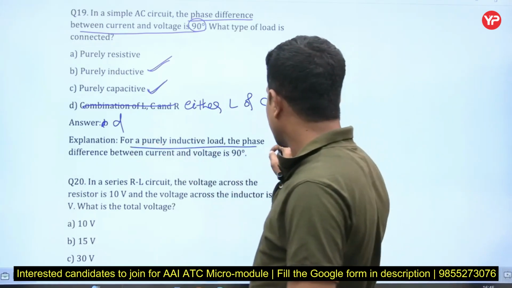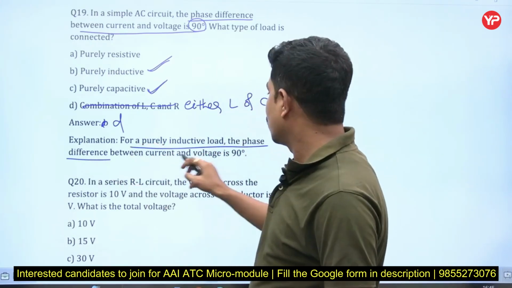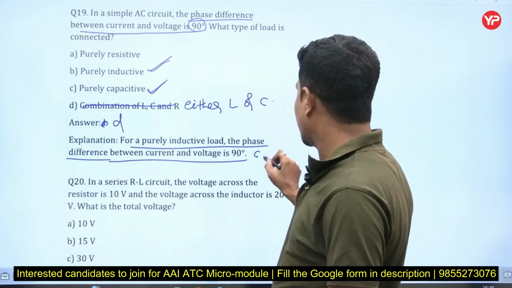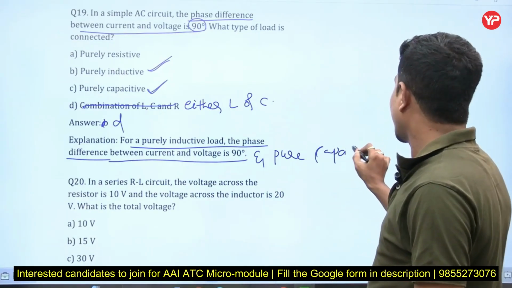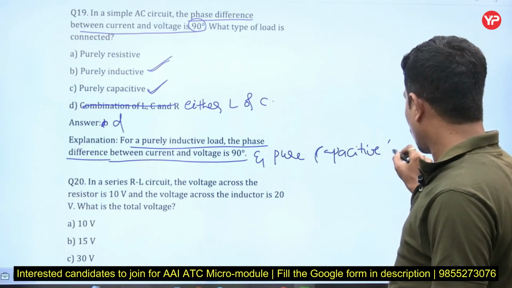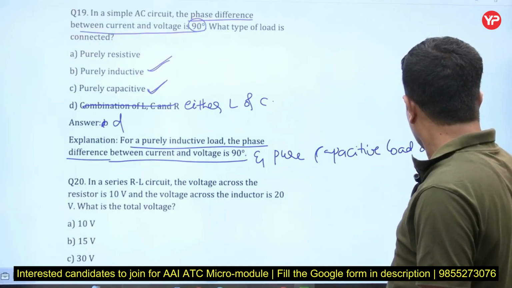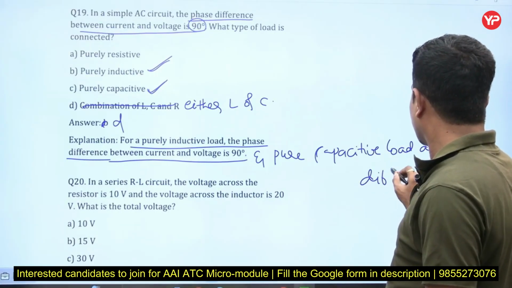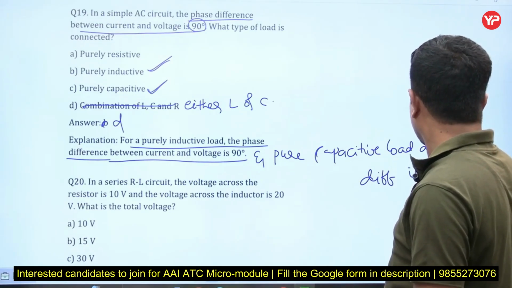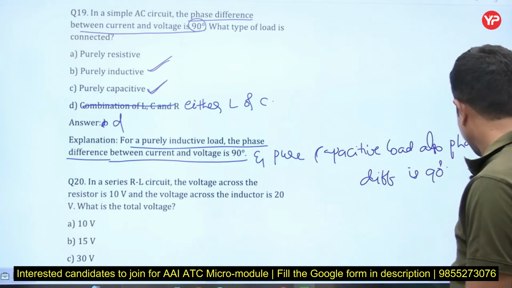For a purely inductive load, the phase difference is 90 degrees, and for a pure capacitive load also, the phase difference is 90 degrees, right?